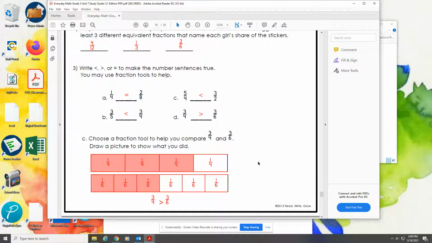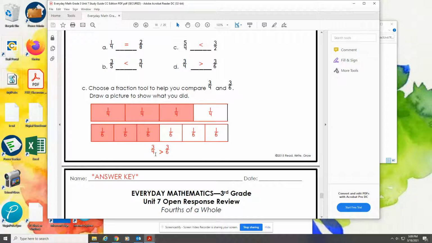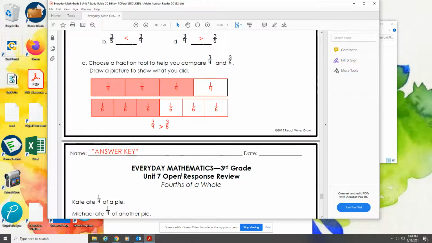Choose a fraction tool to help you compare 3/4 and 3/6. Draw a picture to show what you did. We use fraction strips here. So you can draw the fraction strips, and then I know that 3/4 is greater than 3/6.